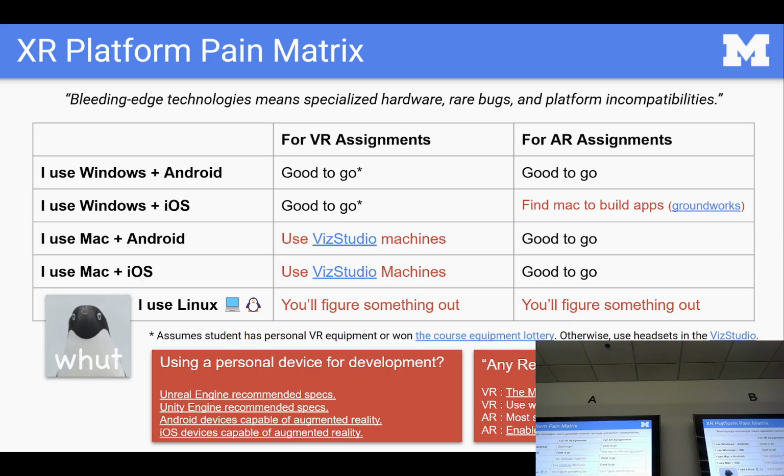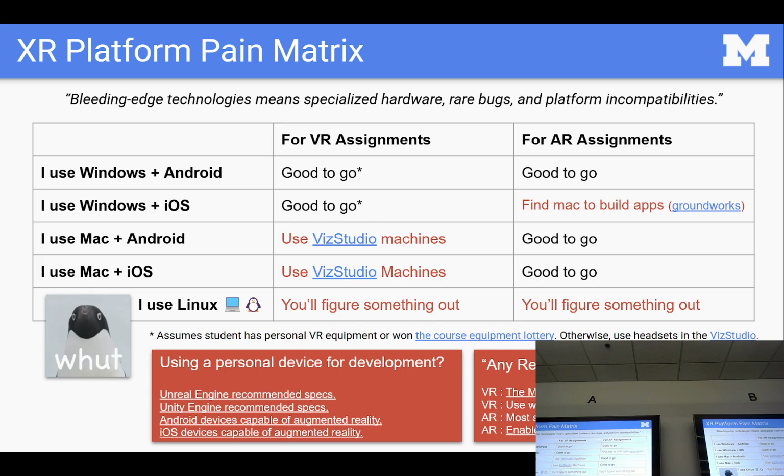How many of you have a Windows computer but an iOS phone? Okay. This is hard mode. Welcome to the hardest mode that we've got. It's not too bad. You'll be fine, but just know that. For VR assignments, you'll be fine. But for AR, you will run into the fact that you cannot build apps for your device unless you have access to a Macintosh. A Windows laptop is not going to cut it.